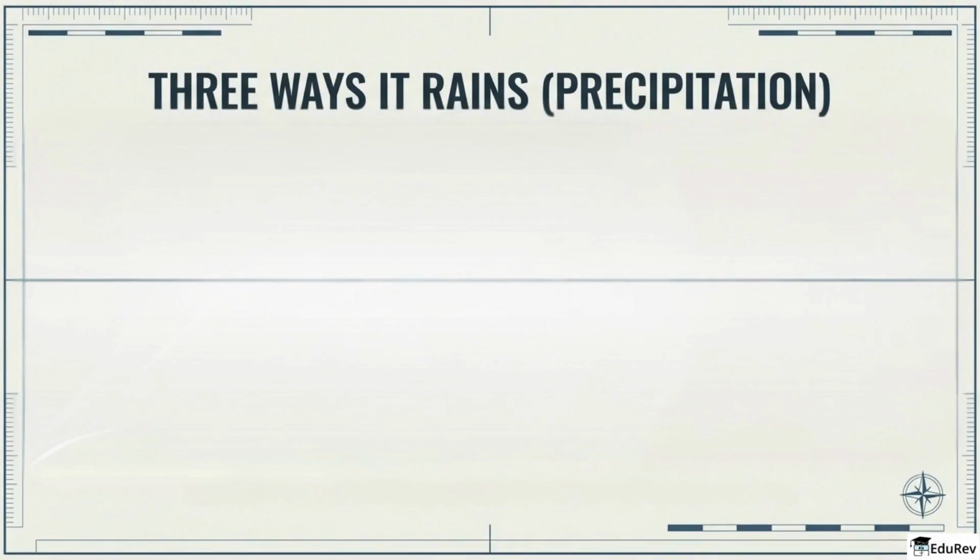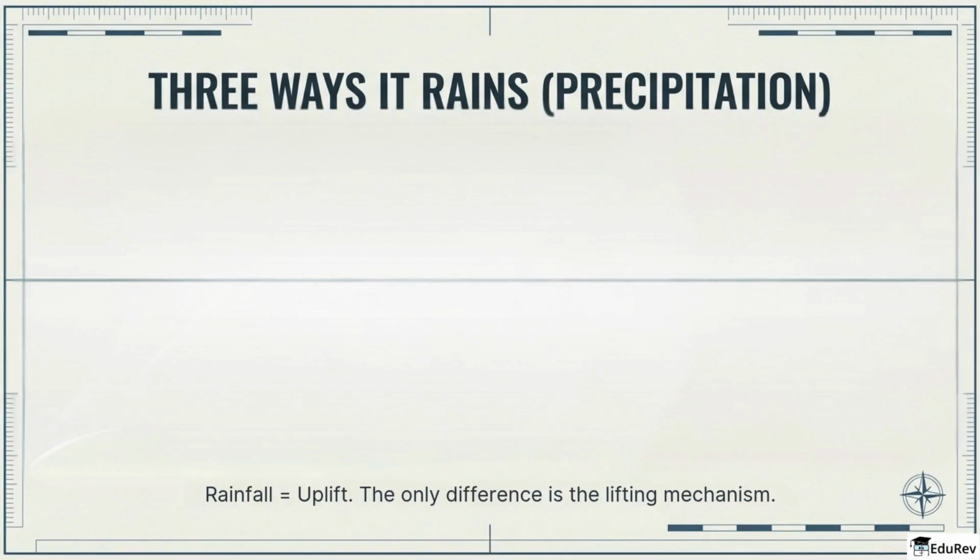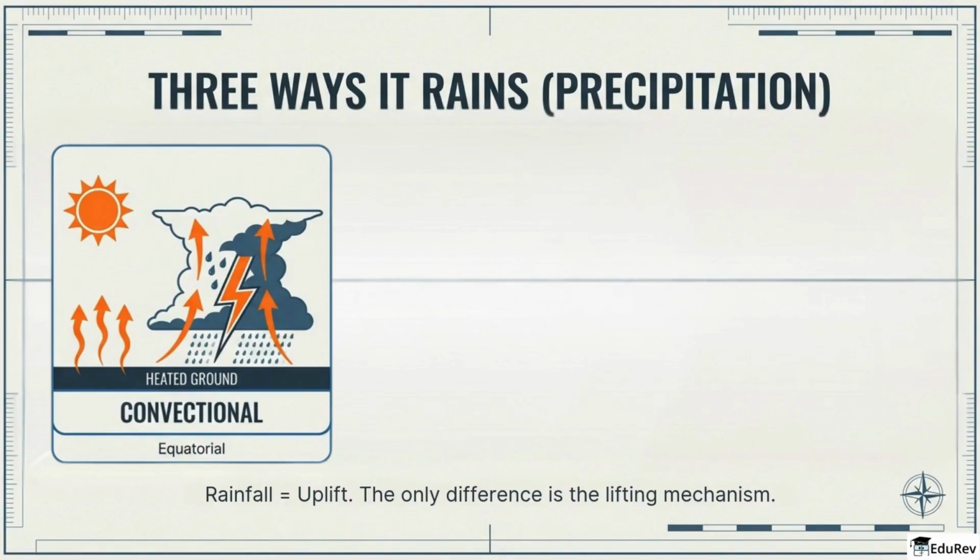Learn one idea. Rainfall equals uplift. The only difference is what caused the lifting. Convectional rainfall. Heated ground makes air rise fast. Common in equatorial zones, often gives thunderstorms.